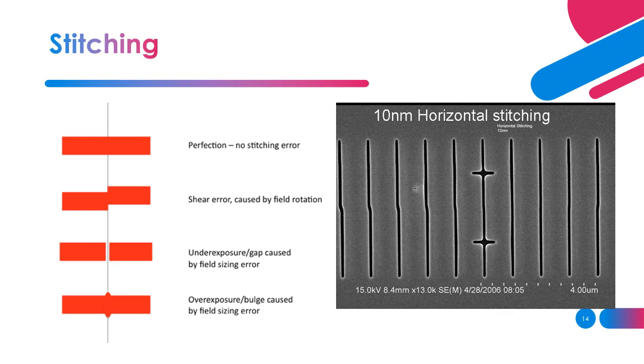On the right, this is the SEM picture showing the horizontal stitching problem. You can see the line that's supposed to be straight is not straight. This is an example of the stitching problem. There are a lot more stitching problems, so you can search and see how the stitching varies from one project to another.